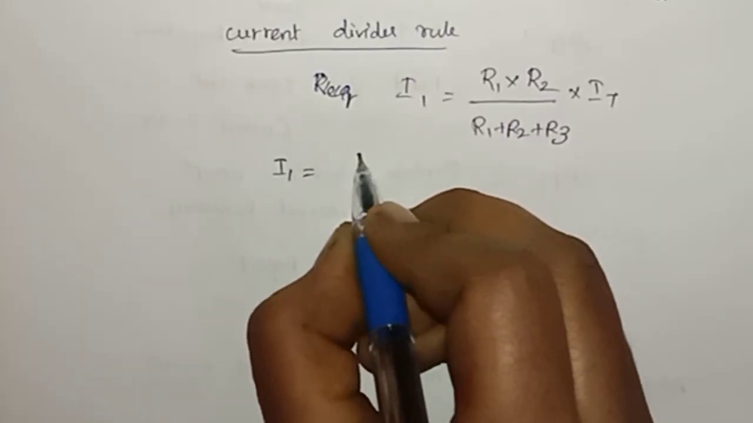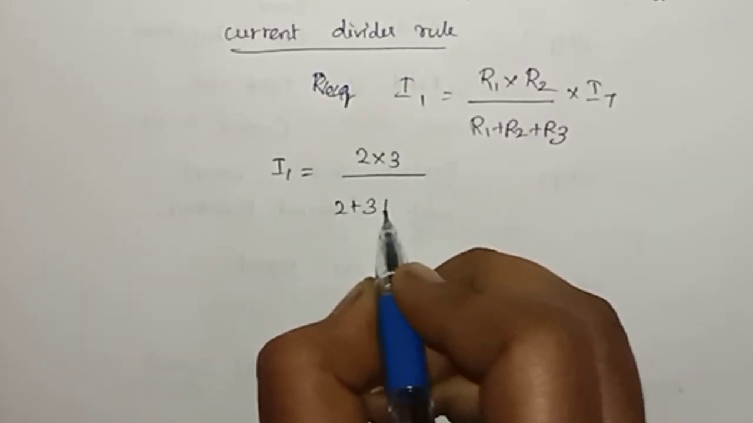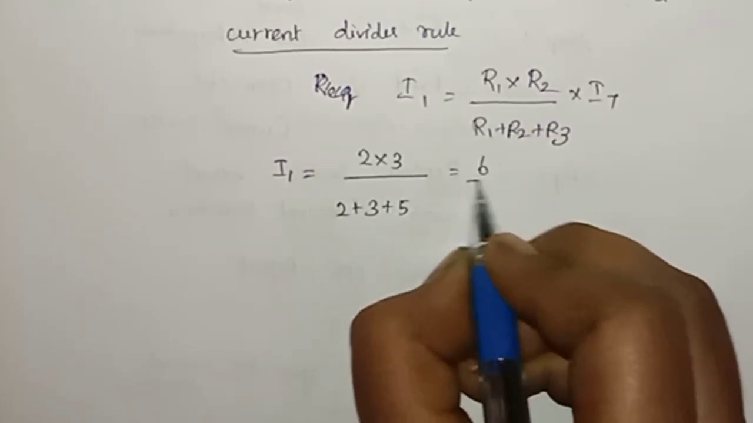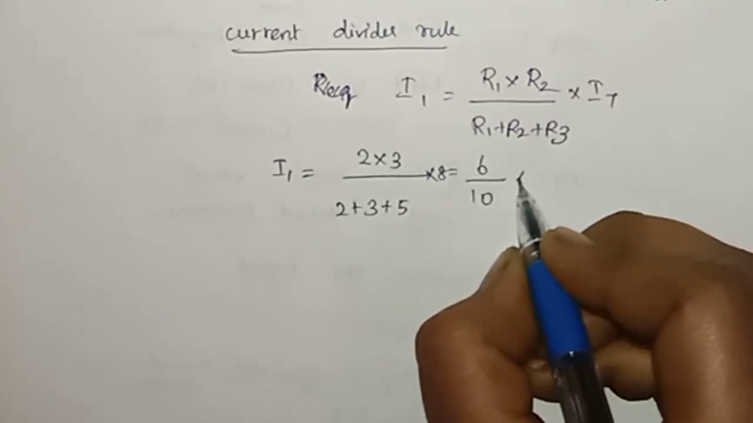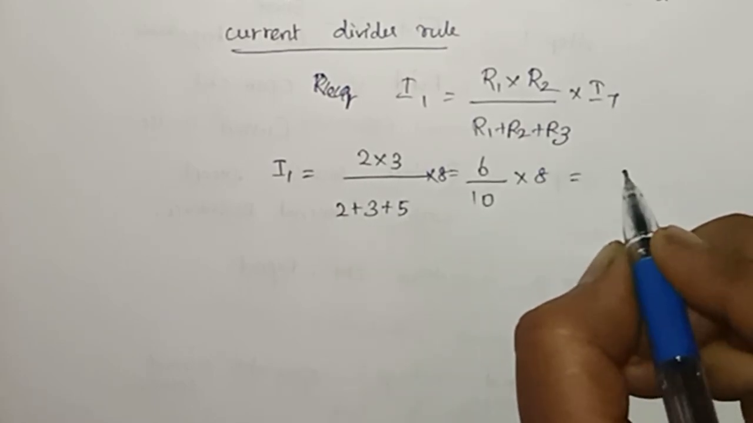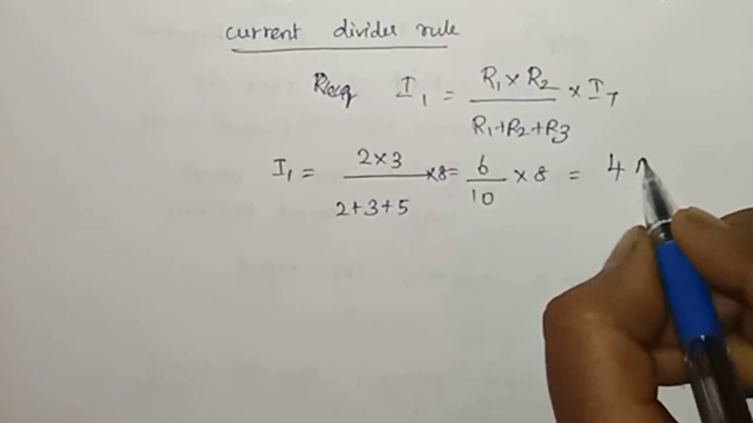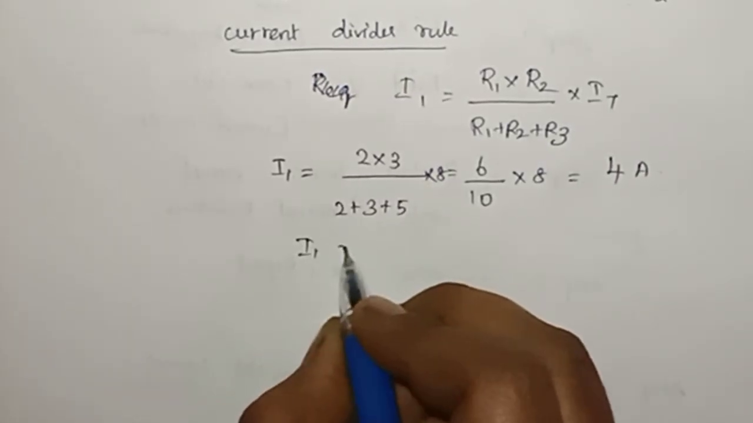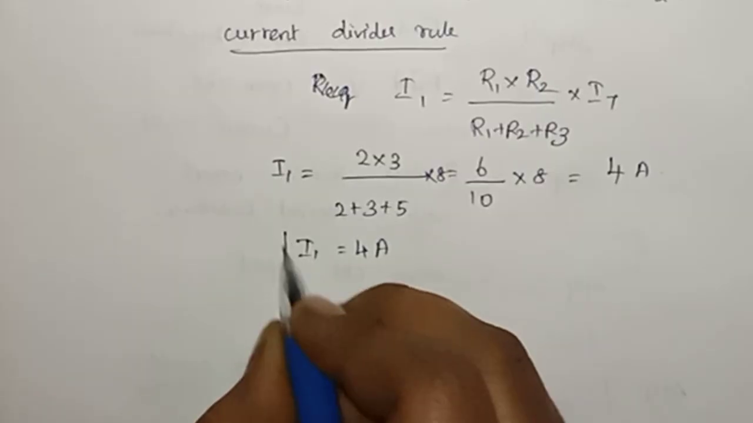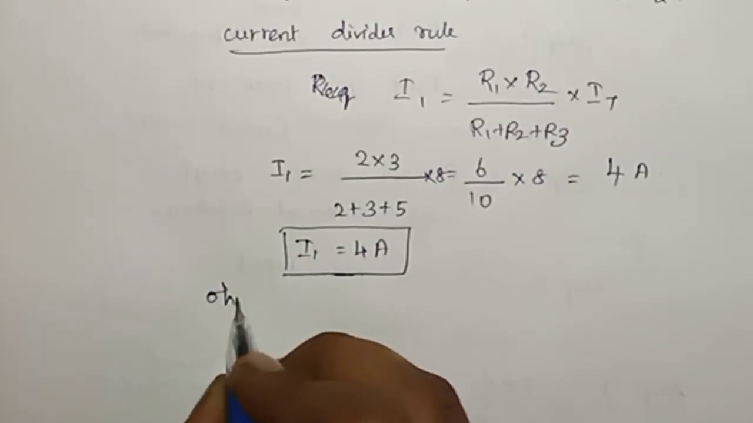I1 is equal to, what is the resistance, 2 into 3 divided by 2 plus 3 plus 5, into IT, that is 8, equal to 6 divided by 10 into 8. By calculating this value we get 4 amps. So I1 equal to 4 amps. This is the way we find the I1 value.